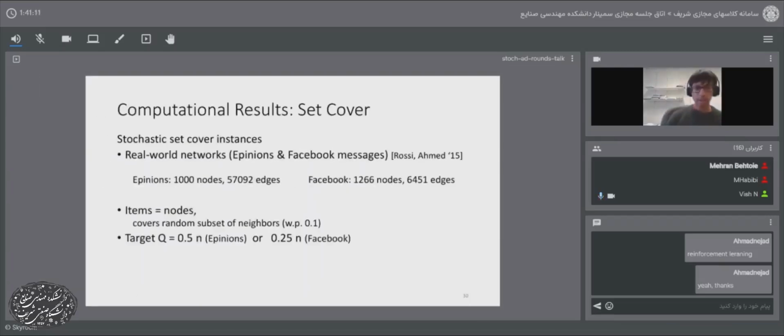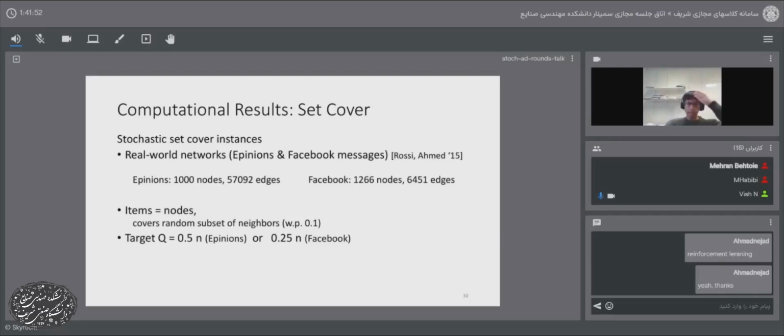So we view these networks as instances of set cover in the following way. Every node corresponds to an item, and we assume that each node is going to cover each of its neighbors with probability 0.1. So that gives us a stochastic subset for every item. So if you pick a node, it's going to cover itself and each of its neighbors with a probability of 0.1. But you don't know before selecting any node which is the exact set of nodes that it'll end up covering. Right? So that's the stochastic aspect.